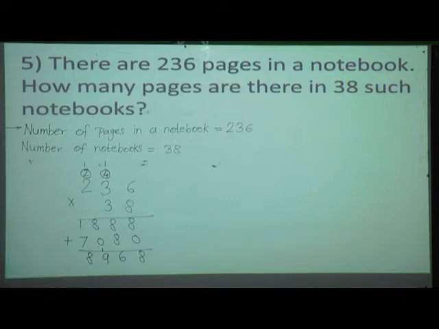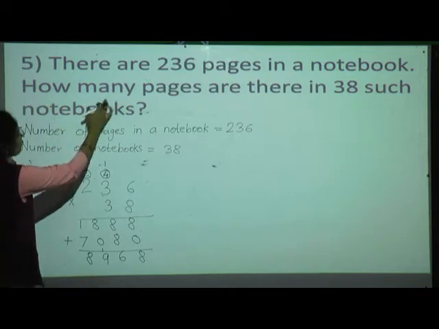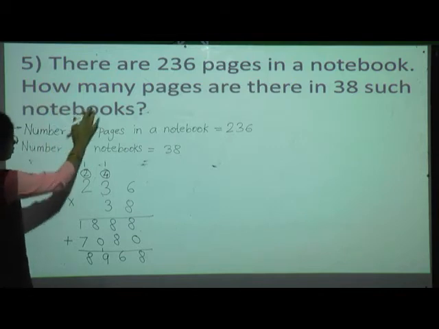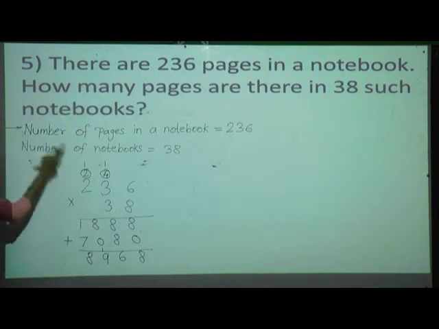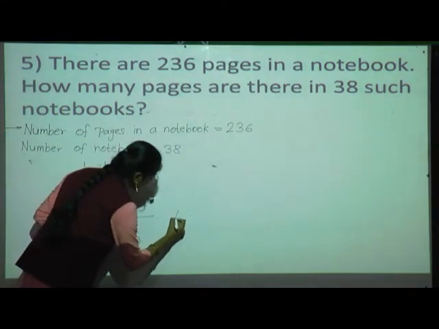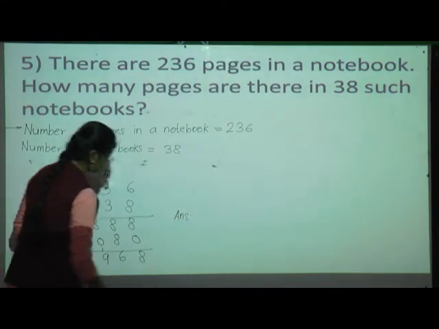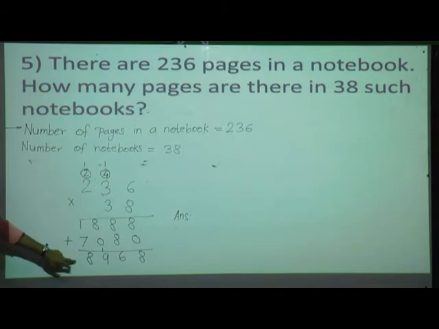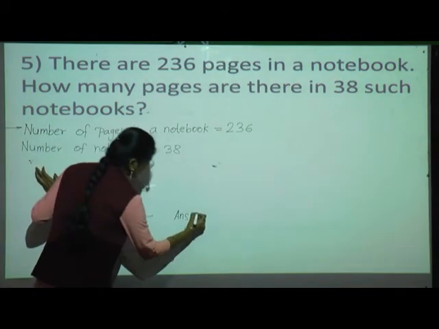So what is the answer? Answer is 8968. So how will you write the answer in a sentence? Yes, what is the trick? We have to remove this part. These two words we have to remove, and instead of these two words we have to put these numbers only, and the remaining sentence we have to write as it is. So I'll write here answer in sentence. What is the answer? 8968.